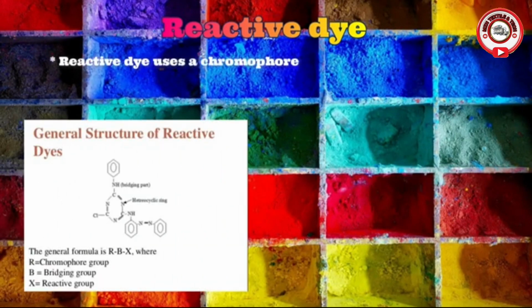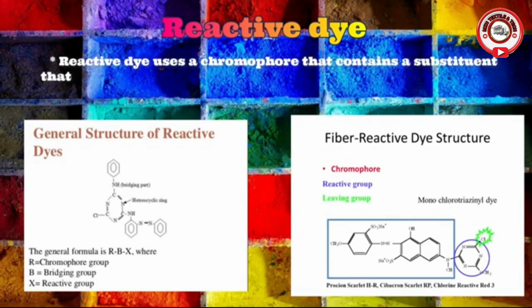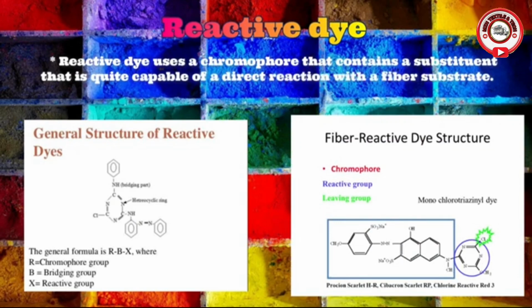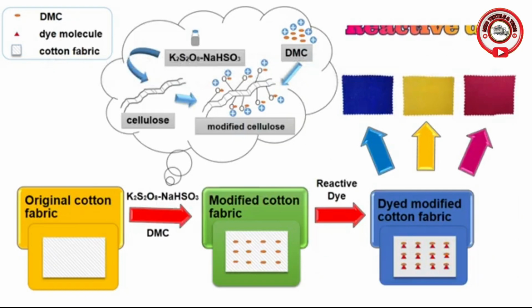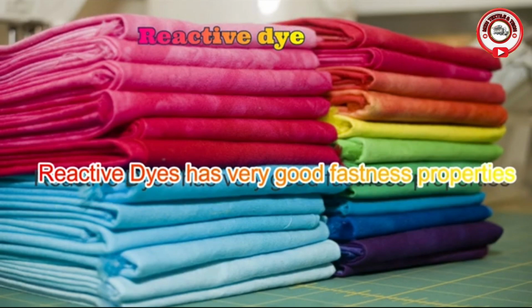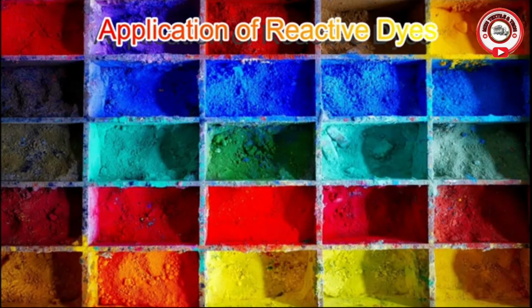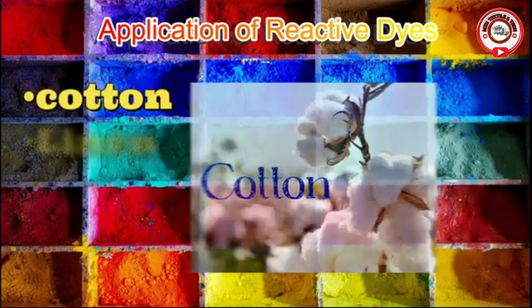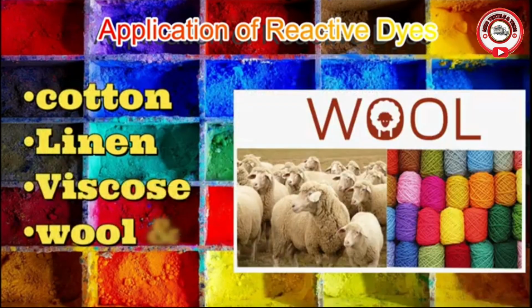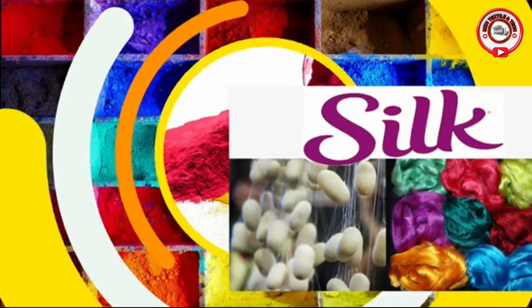Reactive dye uses a chromophore that contains a substituent that is quite capable of a direct reaction with a fiber substrate. The dye forms a chemical link with the fiber. It has very good fastness properties. Normally, reactive dyes apply in cotton, linen, viscose, wool, and silk.